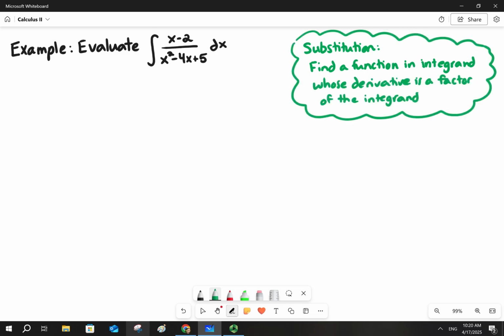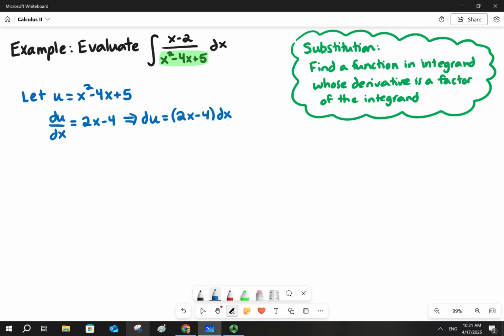of the integrand. For rational functions like this one, the denominator is a good place to start. If I let u equal x squared minus 4x plus 5, then du/dx, the derivative of u, is 2x minus 4. So du equals (2x minus 4) dx.